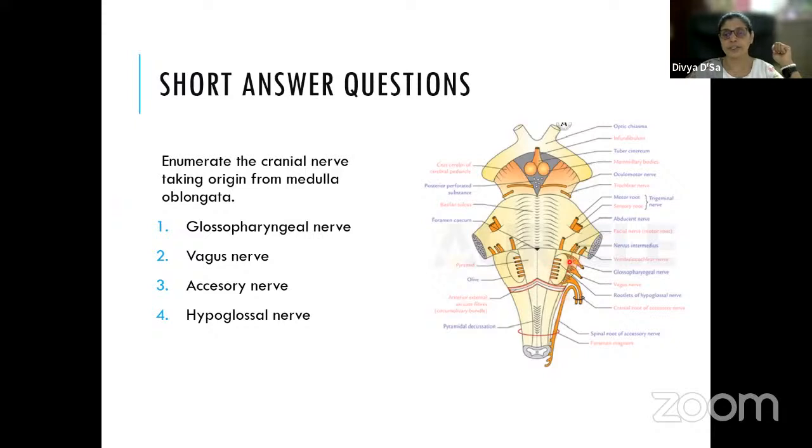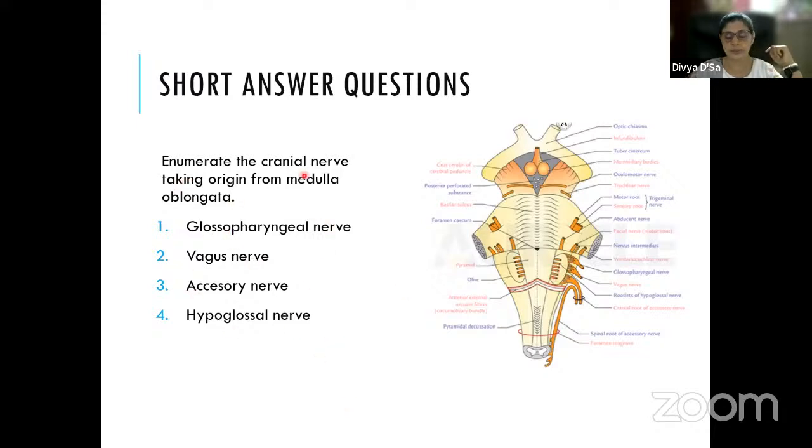Here, between the olive and the inferior cerebellar peduncle, we have the glossopharyngeal, the vagus, and the cranial root of the accessory nerve. So you can mention the cranial accessory nerve. And between the pyramid and the olive, we have the hypoglossal nerve. So these are the four cranial nerves.